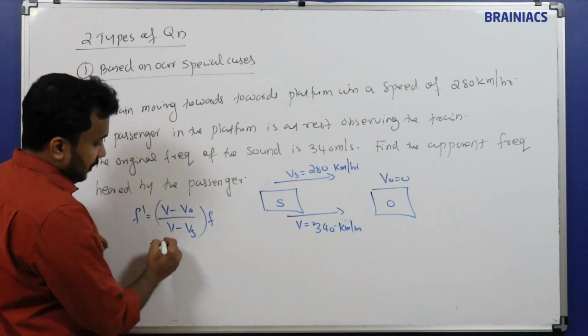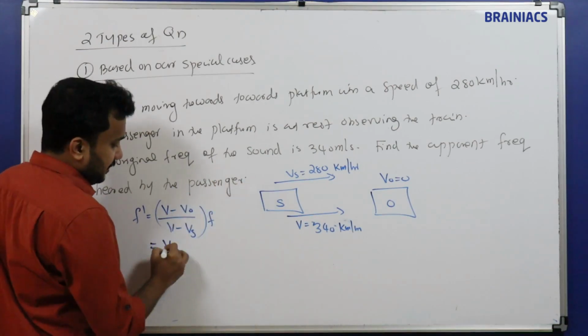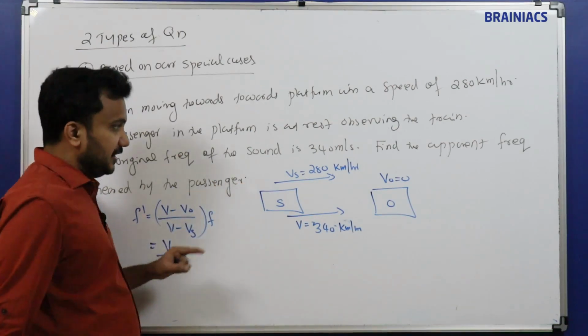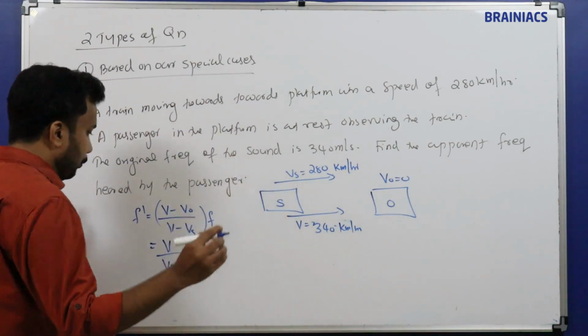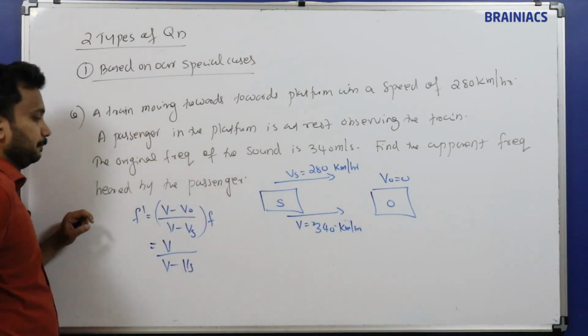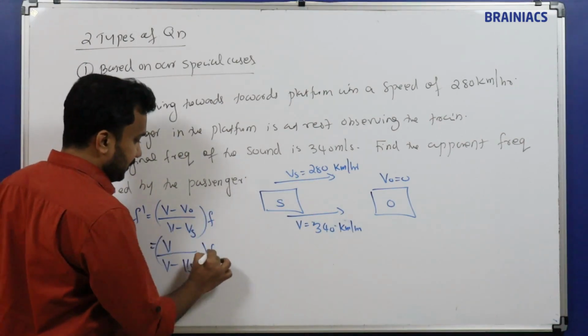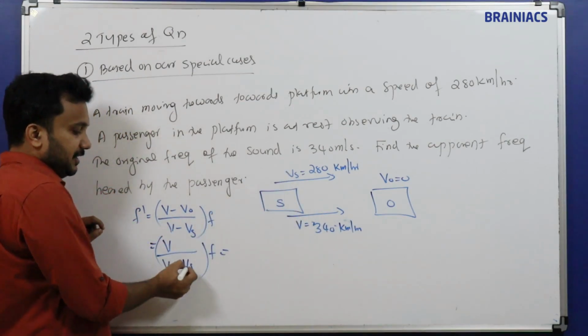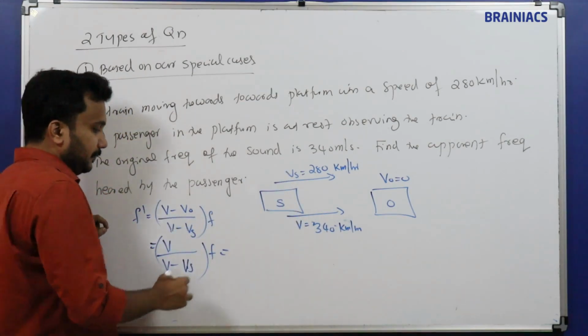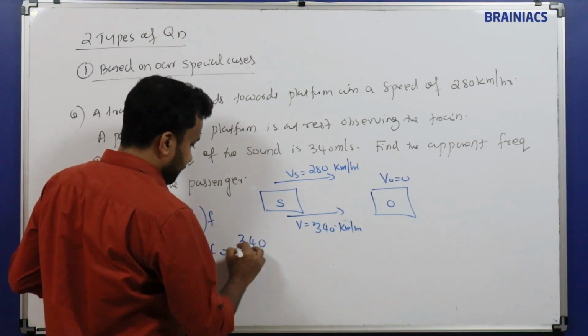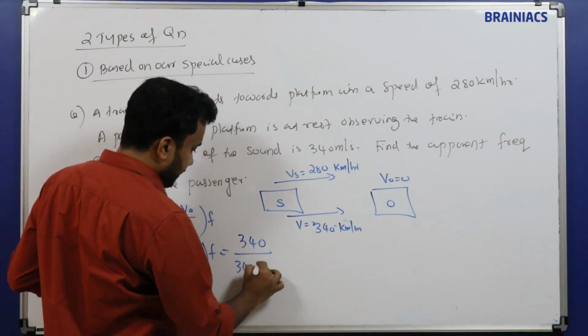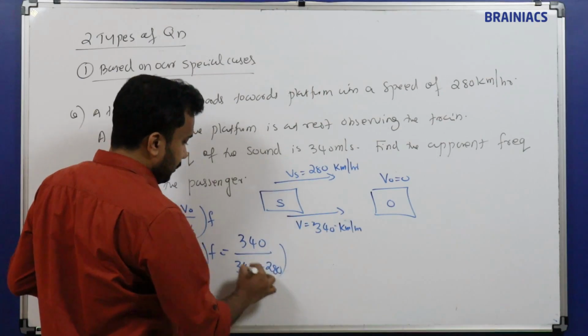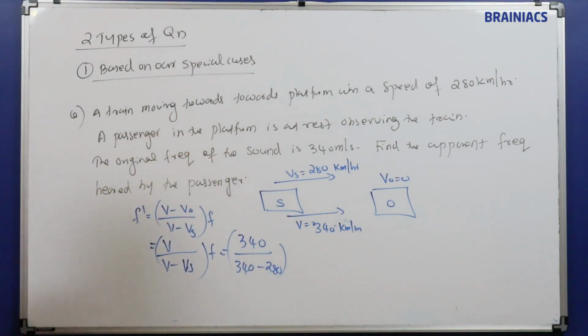Now the formula: V naught is rest, so V divided by V minus Vs. Vs is in the same direction as V, so no sign change and no extra negative. We can put Vs as it is into the frequency F. Now substitute the values: 340 divided by 340 minus 280 into the original frequency.